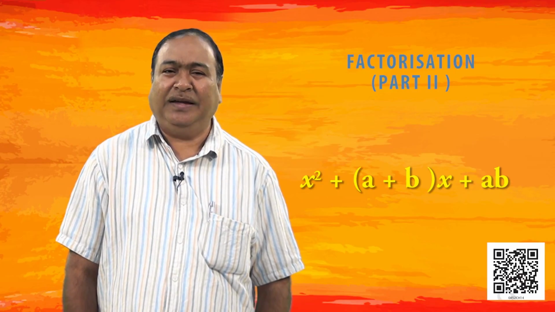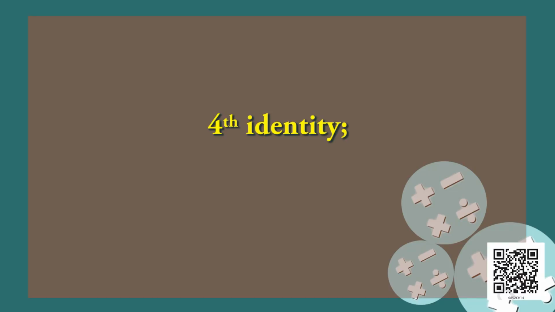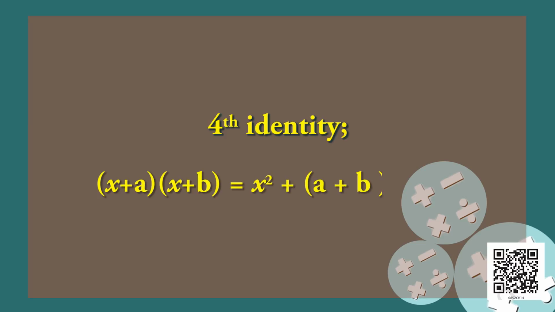It is given as follows. Fourth identity: x plus a into x plus b is equal to x square plus (a plus b) into x plus ab. We have to look at the coefficients of x and the constant term. In fact, to apply this identity, the general rule is given as follows.